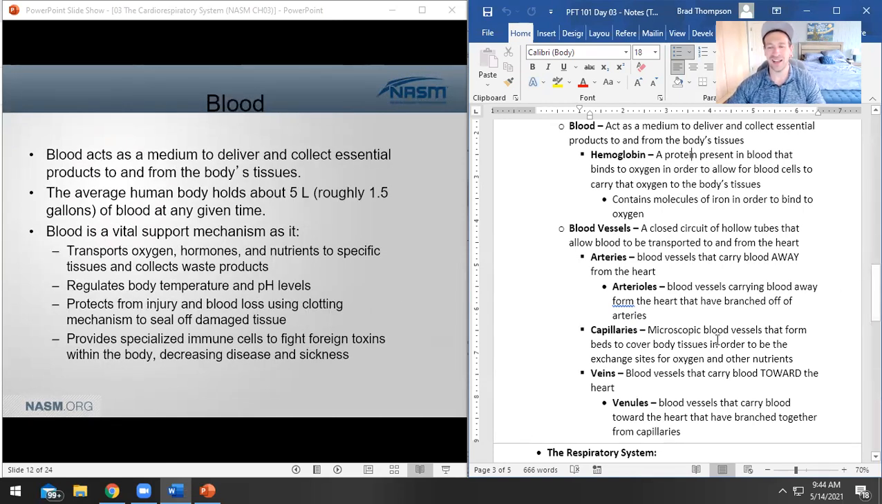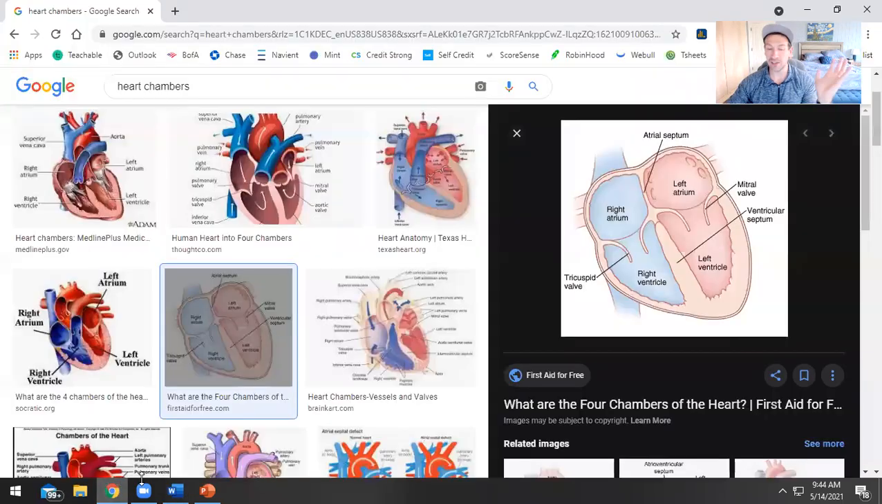So that is sort of the first third of our cardiovascular system. Let's go ahead and take a look at our blood here. You can't talk about the cardiovascular system without talking about blood. It's your heart, blood vessels, right? So blood is the medium by which we are going to deliver all of our nutrients.